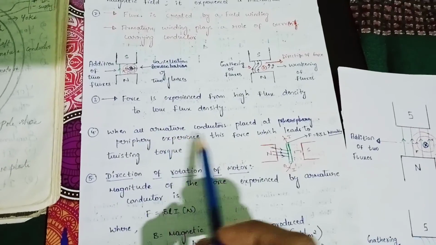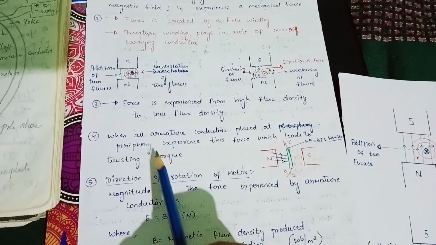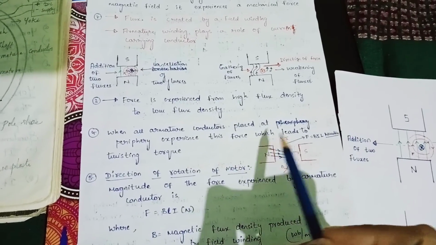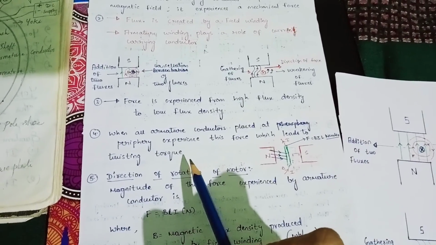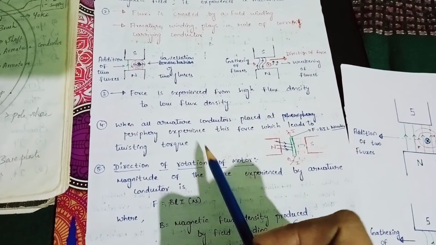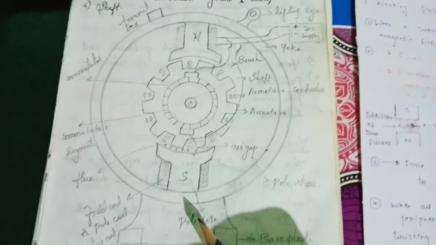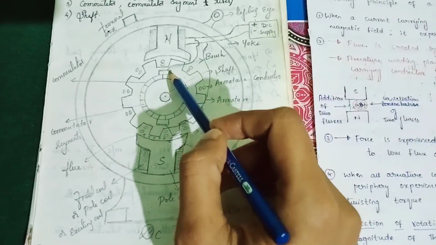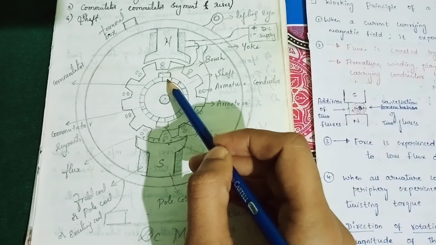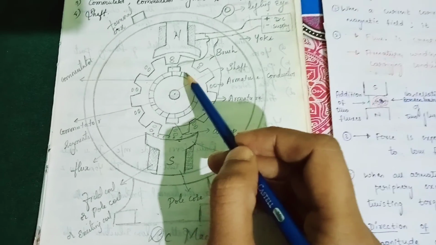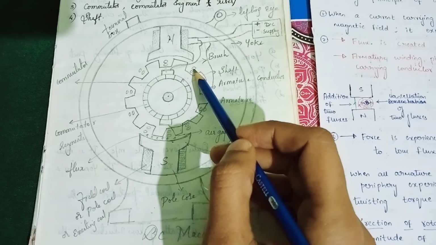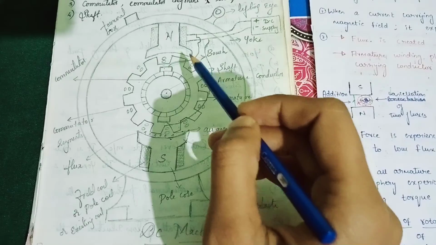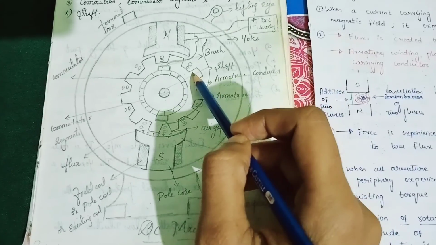All armature conductors placed at the periphery experience this force, which leads to twisting torque. What does this statement mean? When the current is supplied to the brush, that is the DC supply, it will be converted into alternating current. This alternating current will be supplied to the conductors. When this conductor carries current, using the thumb rule, we get the direction of the force.